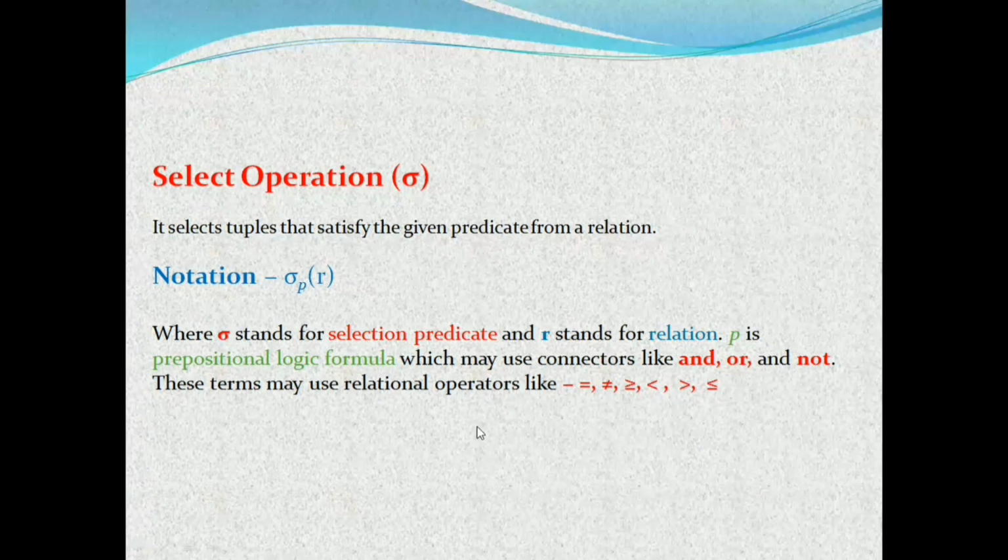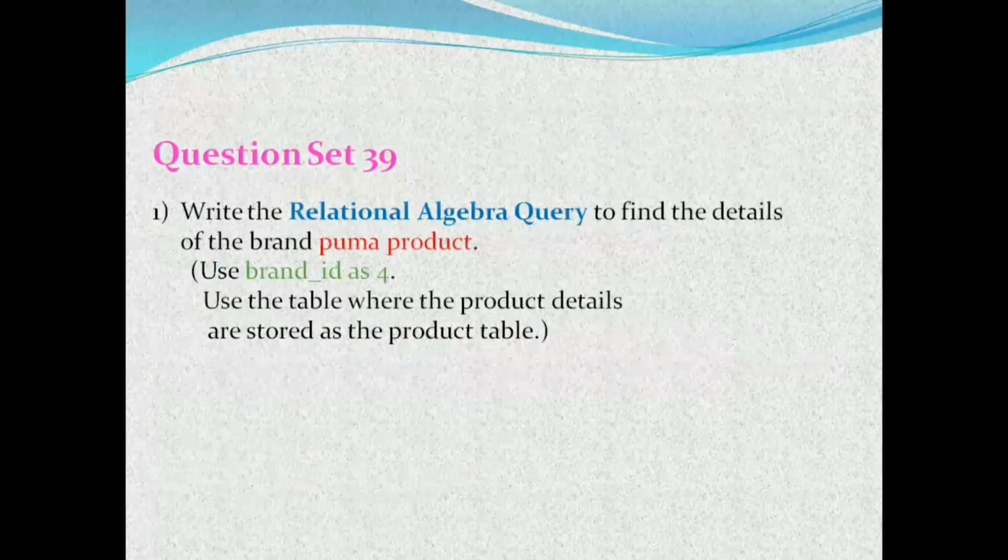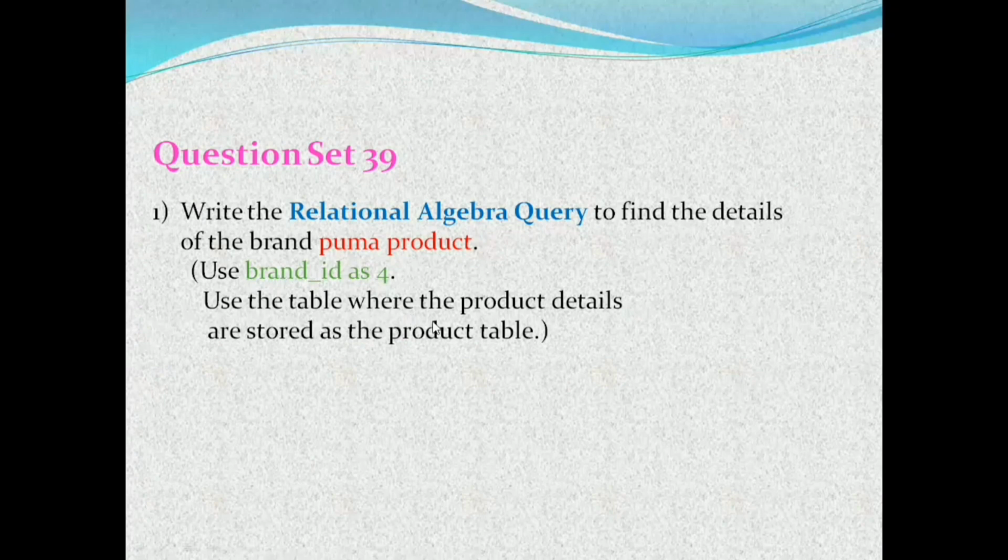So I'm going to the question. I think you can understand what I'm saying, though you can barely see this presentation. If you like, you can take a screenshot and study after the video. So I'm going to question set 39: write the relational algebra query to find the details of the brand Puma products. Use brand ID as 4. Use the table where the product details are stored, the product table.